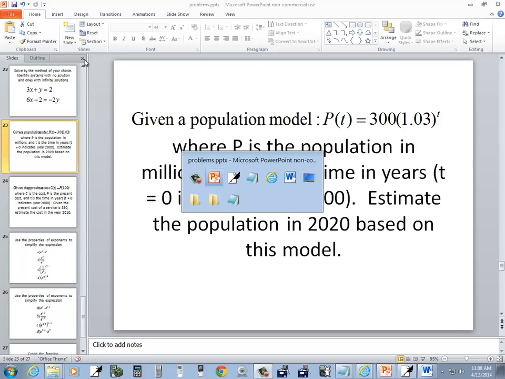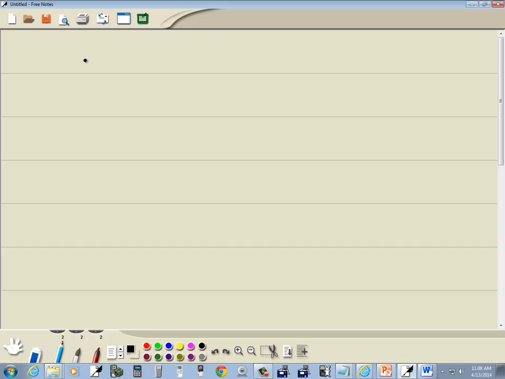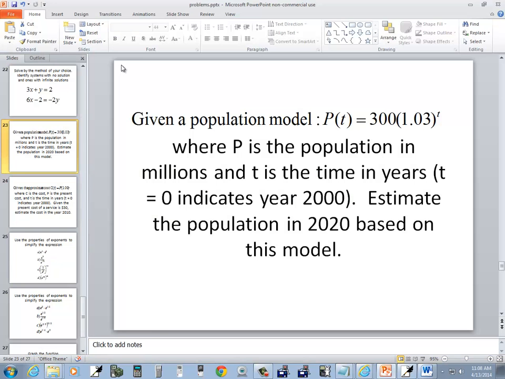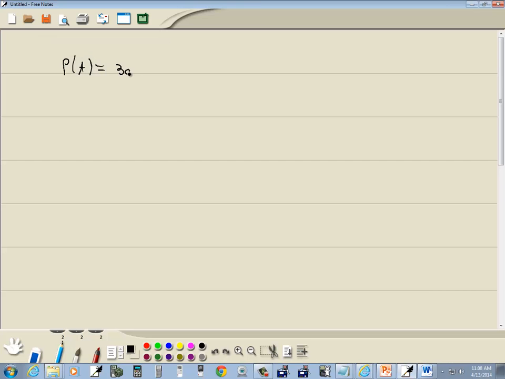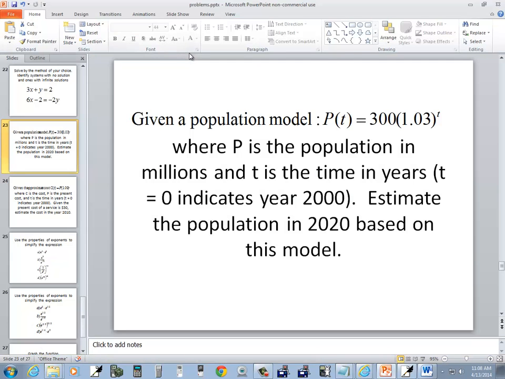Take a look at this problem. Given a population model, P of t is equal to 300 times 1.03 to the t power, where P is a population in millions and t is a time in years. t equals 0 indicates year 2000. Estimate the population in 2020 based on this model.